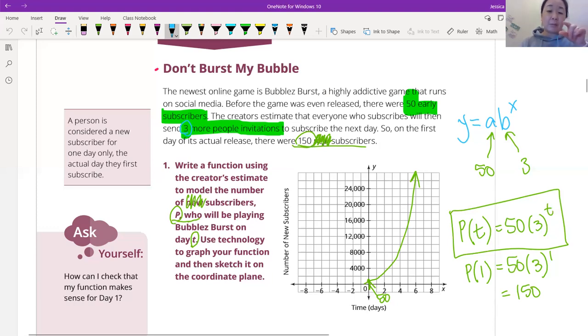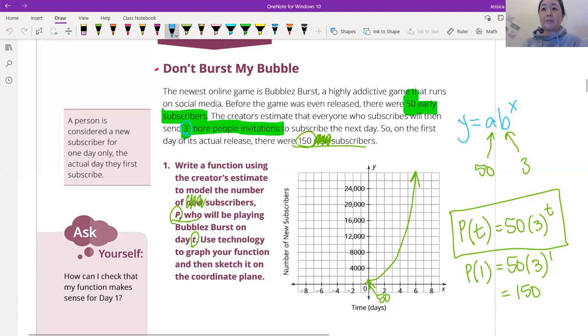Notice that I did scribble out the word new, because we're not going to talk about new subscribers. We're going to talk about the whole, not just new subscribers. Because if we talk about just the new subscribers, then some of the questions later on will not make any sense. So we're just going to scribble out new.